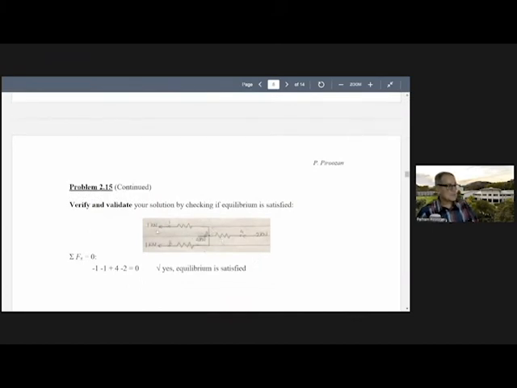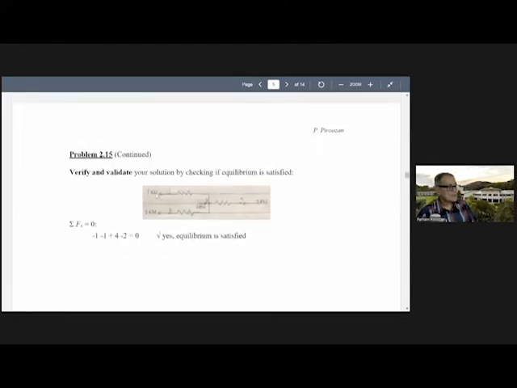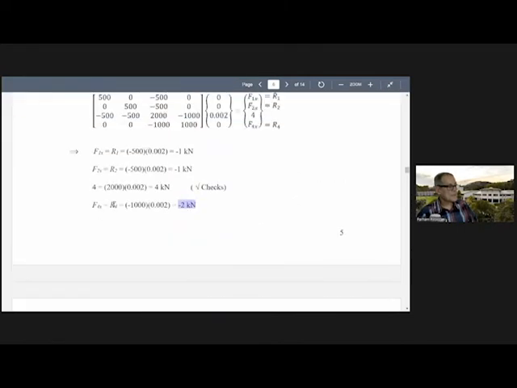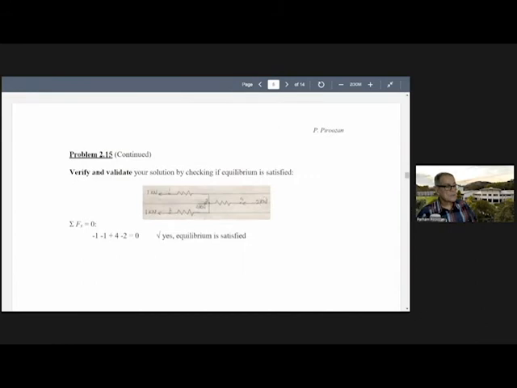So draw a free body diagram. This is free body diagram of this spring system that we had. This is node 1, 2, 3, and 4. Node 3, 4 kilonewton force applied. At node 1, we found this force reaction at node 1, negative 1 kilonewton. This is 1 kilonewton to the left. The same node 2, 1 kilonewton to the left. And at node 4, negative 2. This is 2 kilonewton again to the left.